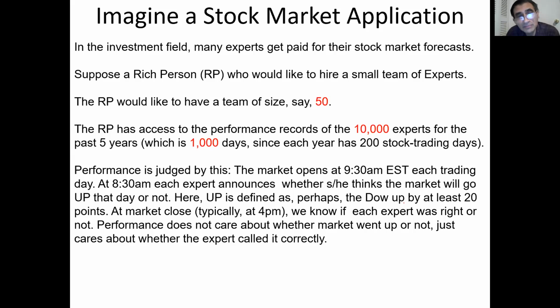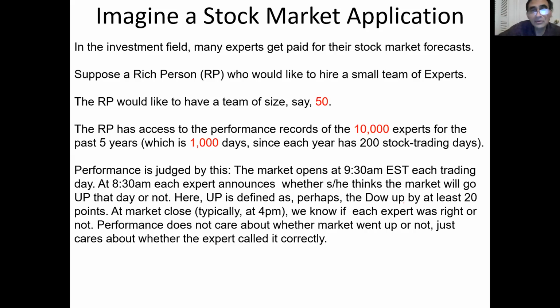And now this rich person has the records for the last 1,000 days. 1,000 days is about 5 years because in each year there's about 240, 40 weeks times 5, right? Because there's some holidays and this and that. So whatever. So roughly 1,000 days, 5 years of records he's got.